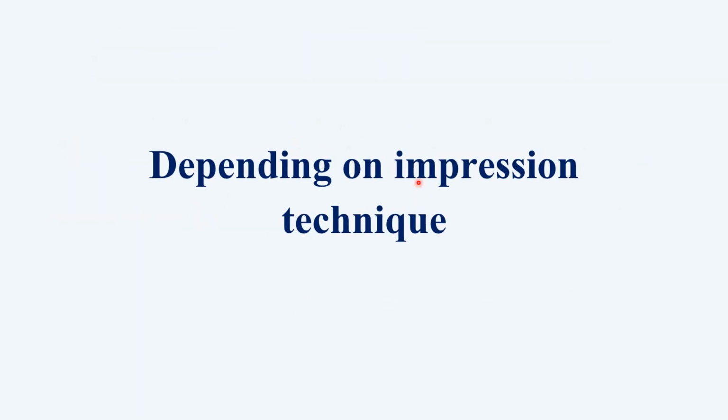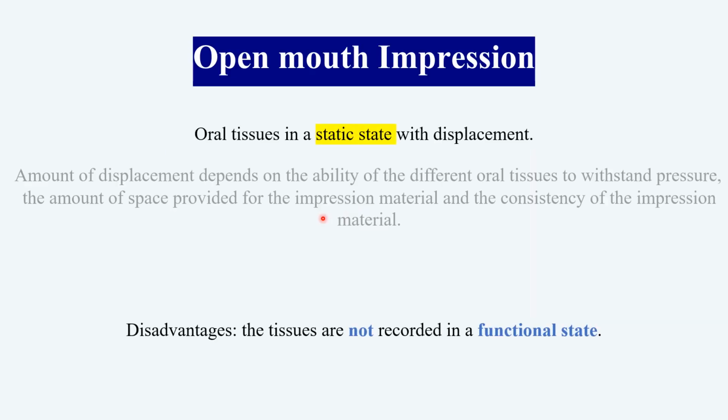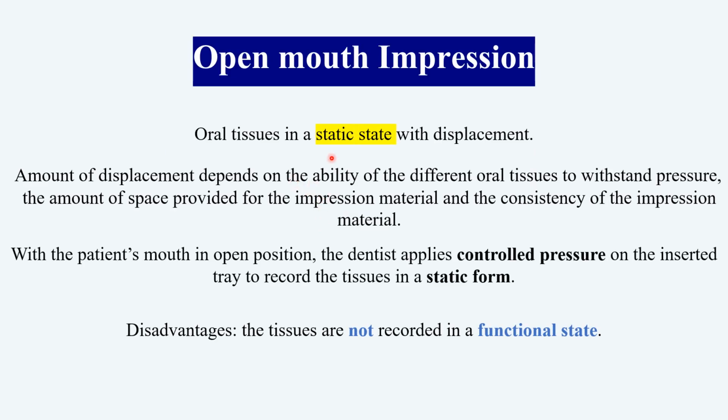So now we move on to the classification depending on the impression technique, whether it is open or closed mouth. First, open mouth impression. Here open mouth means the mouth is open, there is no function going on, so the tissues are recorded in a static state with displacement. We give pressure so it displaces, but in a static state.